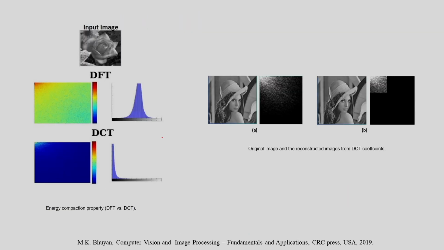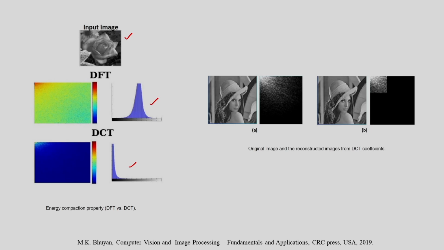And in this case, you can see the energy compaction property of the DFT and the DCT. In this example, I have shown the input image is this, and I am considering the DFT first. You can see the energy compaction here I am showing in the graph, and in case of the DCT, you can see this energy compaction. Energy compaction means most of the energy is available in few coefficients. In DCT, it is better than the DFT.